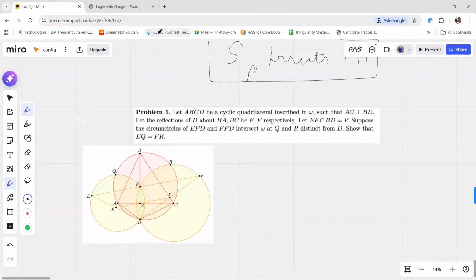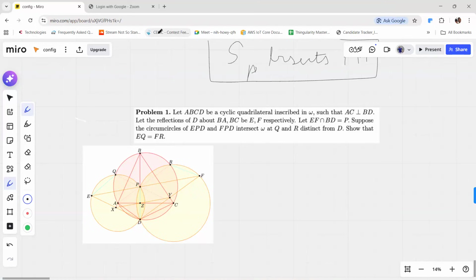PZ is equal to ZD, and P, Z, D are collinear. Yes, sure. But is there anything else we can say? Remember that E is the reflection of D. Remember what we just proved.